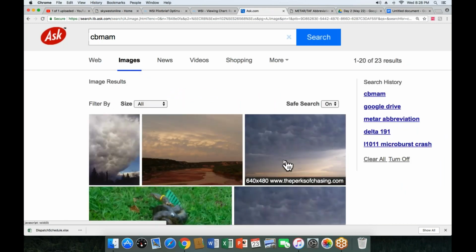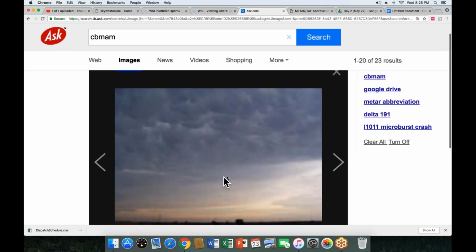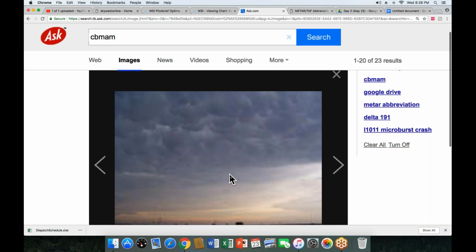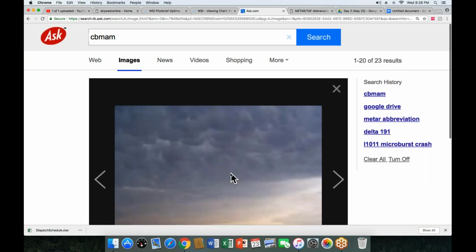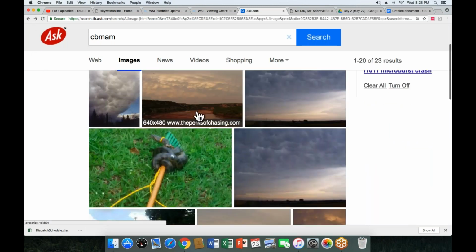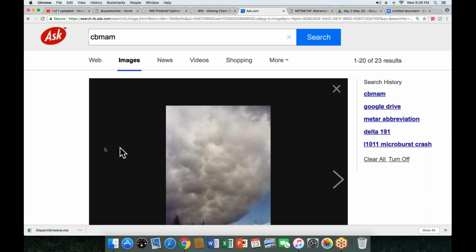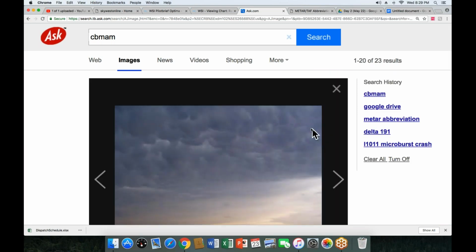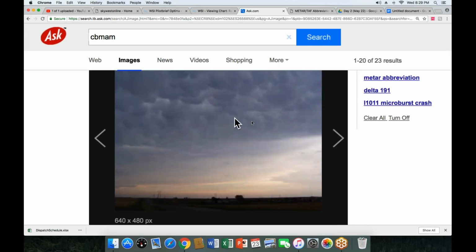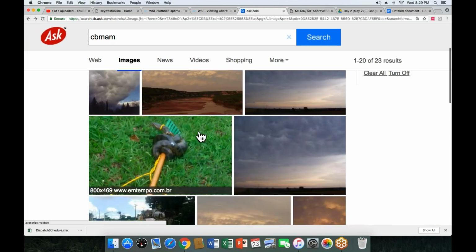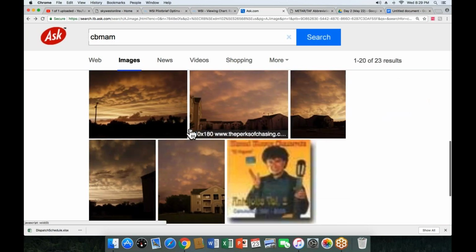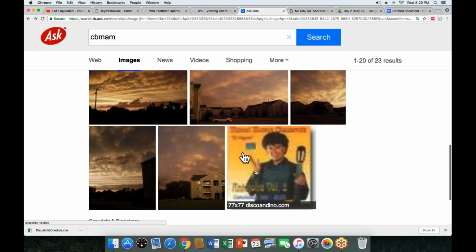Okay. You said cumulonimbus mammatus? Mammatus. The mother of cumulus clouds. Yeah. So do you guys see these? They're like droopy. It's like foam, is what it looks like to me. Some of those aren't very good.